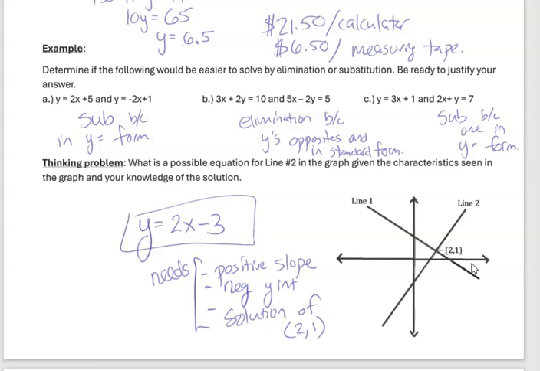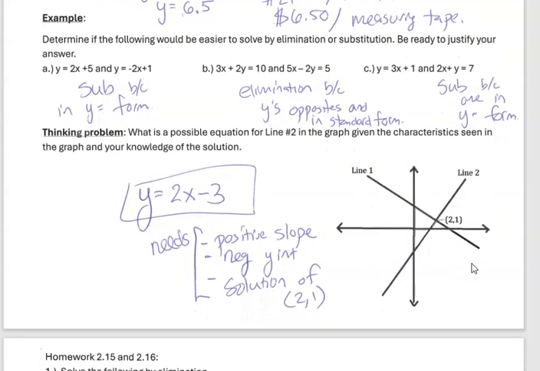B, on the other hand, is in standard form, so it is ready for elimination. And not only that, but look, the y's are opposites. And since the y's are opposites, they are going to be eliminated very easily without even having to manipulate either of the equations. And then lastly, that one would be another substitution problem. The reason it's substitution, in my mind, is because one of them is already in y equals form, which means it is ready to substitute into the other.